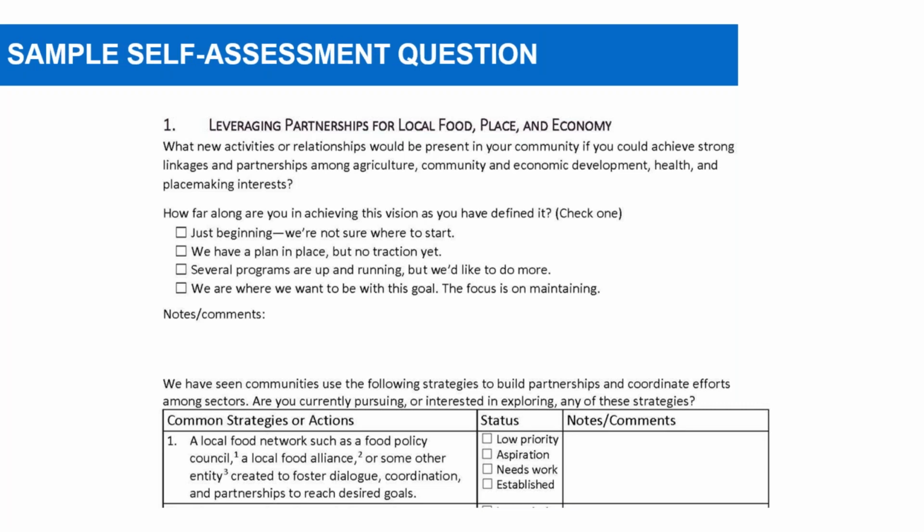This is just showing what a sample of the self-assessment looks like. So it takes a given topic. It asks you to consider kind of overall, how far along are you in this general area? Is it something that you're just beginning? Or is it something that you've actually completed and you're really just focused on maintaining the progress that you've already made? And then it lists a number of common strategies or actions and asks you to consider whether this is something that's a low priority for you, something that you'd like to do, something you've started but maybe you need to do a little bit more work on, or something that's pretty well set and that's not really where you need to focus your energy for future steps.